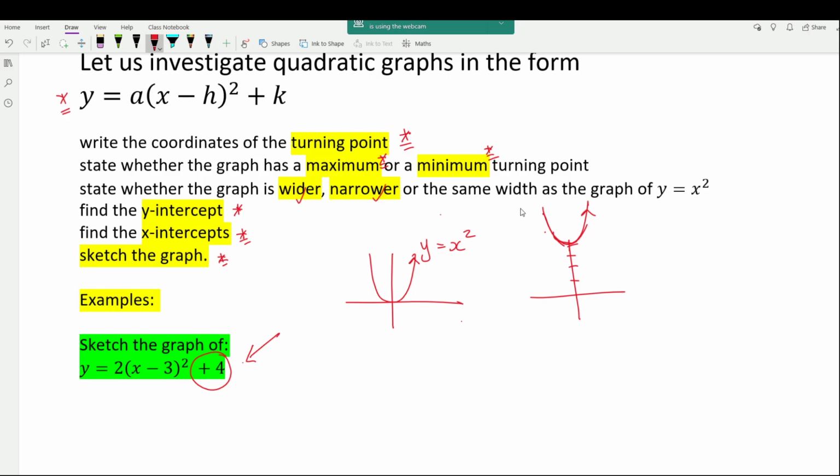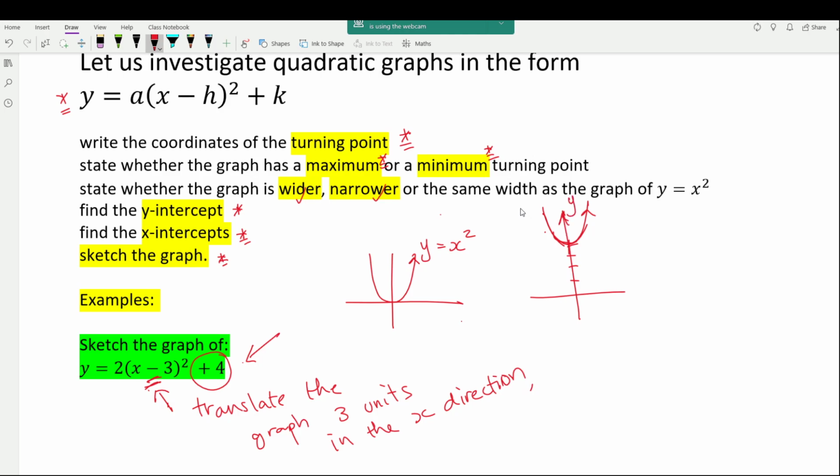And I know that this value here inside the bracket, remember that's the h, will translate the graph 3 units in the x direction. So what would that look like? I actually should label my x and y axis. Make sure you label your x and y.